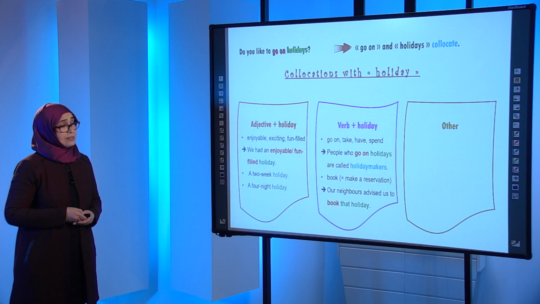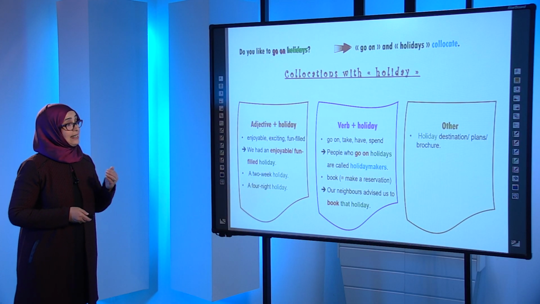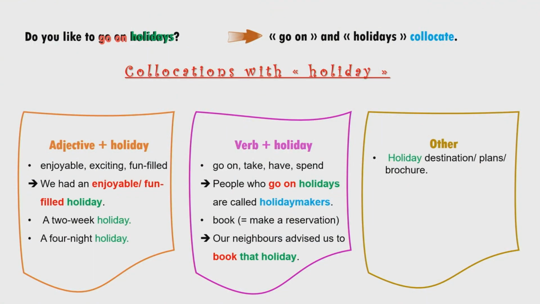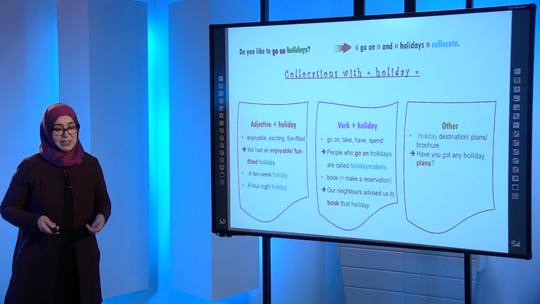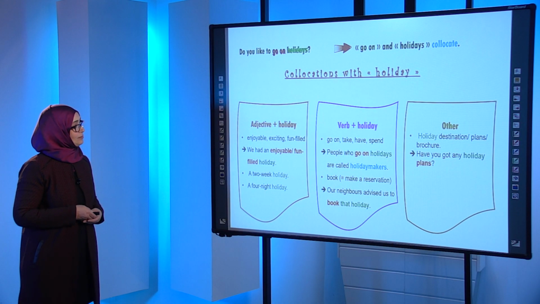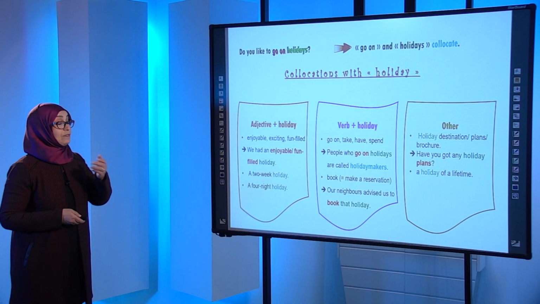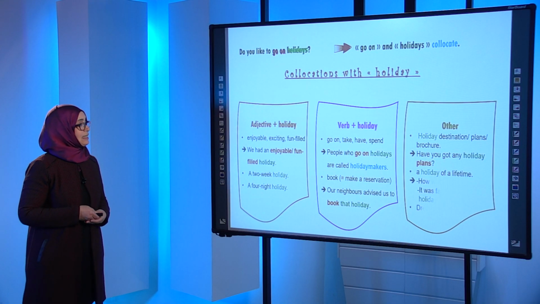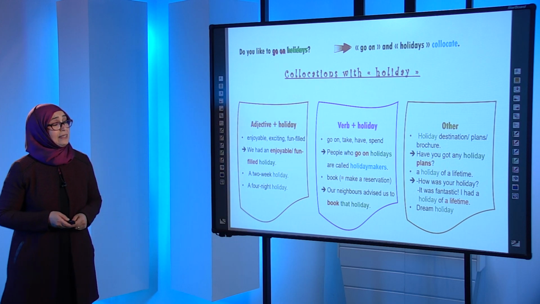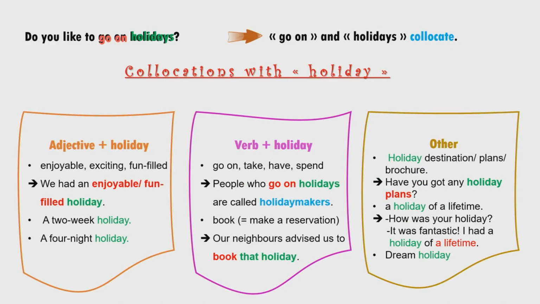Other collocations, we say holiday destination, holiday plans, holiday brochure. Example, have you got any holiday plans? All of us have holiday plans, by the way. Summer is soon. A holiday of a lifetime. Example, how was your holiday? It was fantastic. I had a holiday of a lifetime. That's what we call a dream holiday.